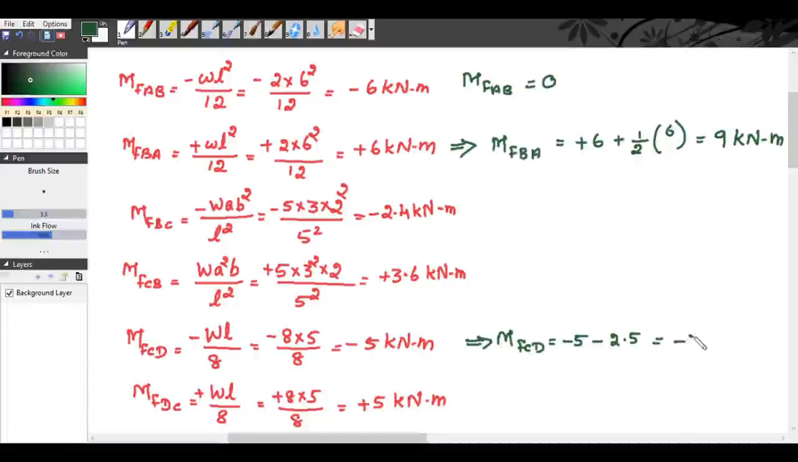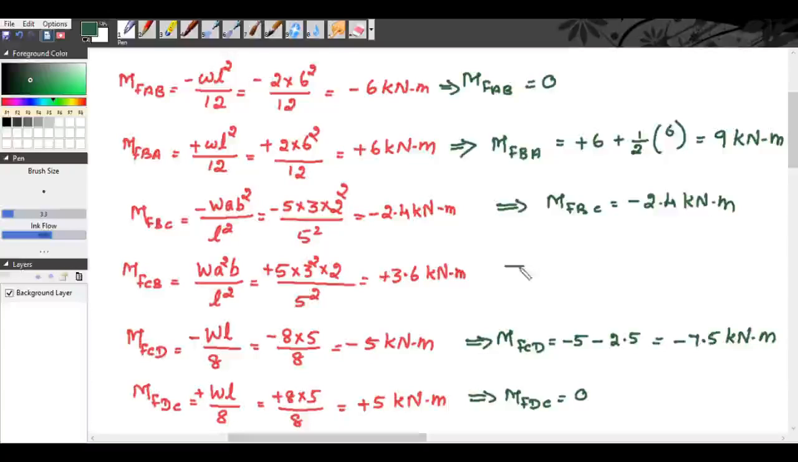We get minus 7.5 kilonewton meter. So what we get is M of CD will be equal to minus 5. From here, balancing, M of DC becomes 0. You get minus 5, so half of that is minus 2.5. And the remaining moments remain the same. M of BC and M of CB remain the same. M of BC is minus 2.4 kilonewton meter.